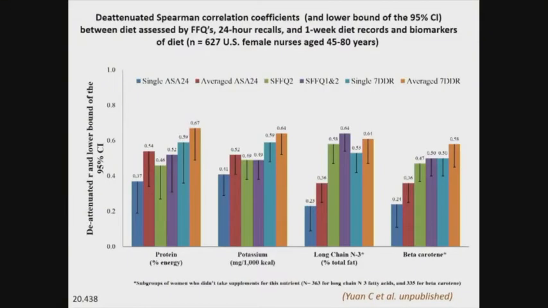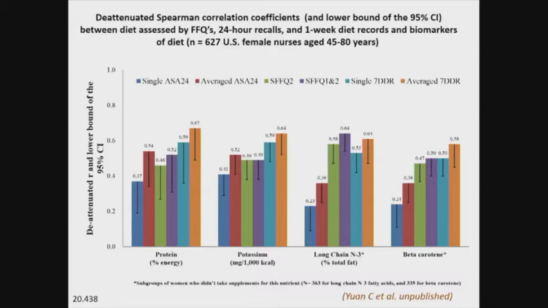This is just a small number of the variables we've looked at, but starting off on the right here, this is 2 weeks of weighed diet record looking at energy-adjusted protein intake. All of these are adjusted for energy. And if you had your choice, you'd take 2 one-week weighed diet records. But the cost of a weighed diet record is about 1,000 times that of a food frequency questionnaire.